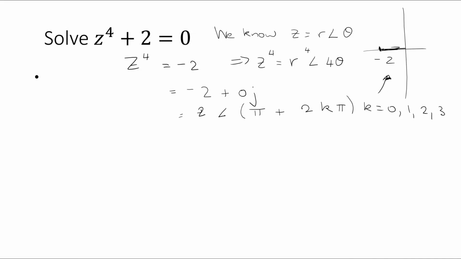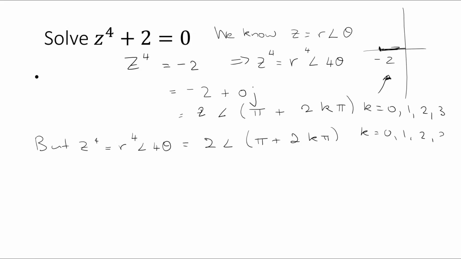So we've got z to the 4 as being equal to that, but we actually know that z to the 4 is something else. So we can make these two things equal. So z to the 4 equals r to the 4 angle 4 theta, which we now see is 2 angle pi plus 2k pi, where k is equal to 0, 1, 2, or 3. Okay, so now we can equate the bits that are the same. The r to the 4 must be equal to 2, so r to the power of 4 is equal to 2.